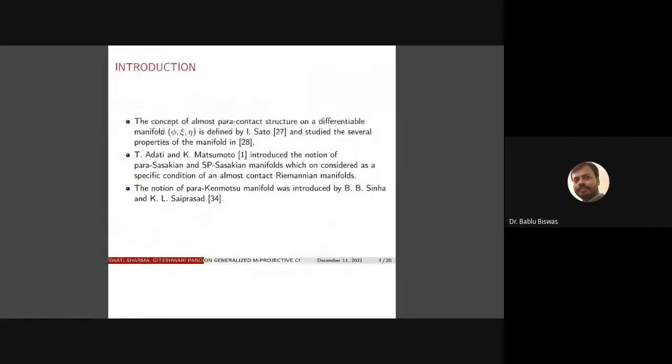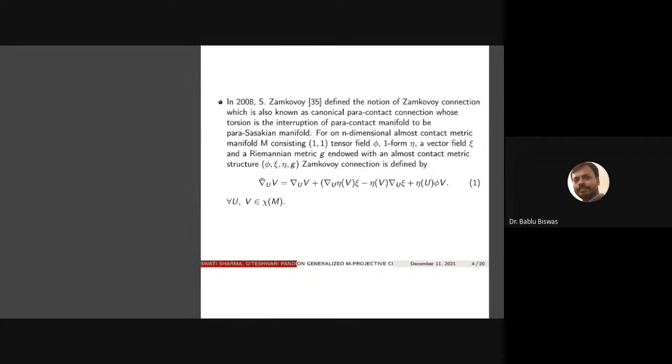The concept of almost paracontact structure on a differentiable manifold (phi, xi, eta) is defined by I. Sato, who stated several properties of the manifold in 28. T. Adati and K. Matsumoto introduced the notion of para-Sasakian and SP-Sasakian manifolds, which are considered as a specific condition of an almost contact Riemannian manifold. The notion of para-Kenmotsu manifold was introduced by B.B. Sinha and K.L. Sai Prasad in 2008.